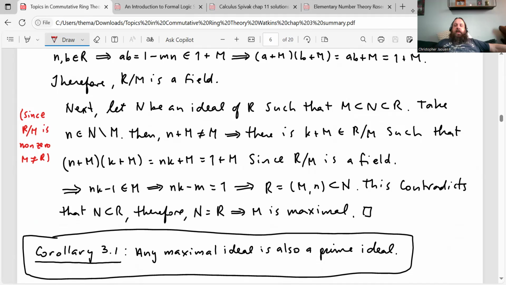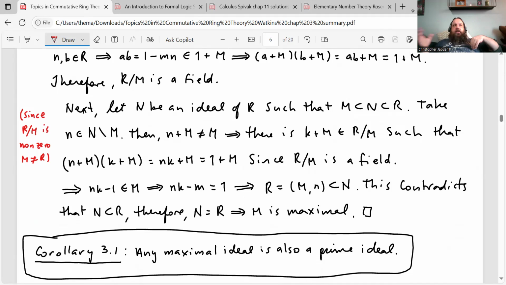But anyway, take n in N minus M. Then n plus M is not equal to M, which implies there is k plus M in R mod M such that (n plus M) times (k plus M) is nk plus M equals 1 plus M, since R mod M is a field. That implies nk minus 1 is an element of M, which implies R is equal to the ideal generated by M and n, and obviously that's a subset of N, because the ideal M is contained in N, and the element n is in N.